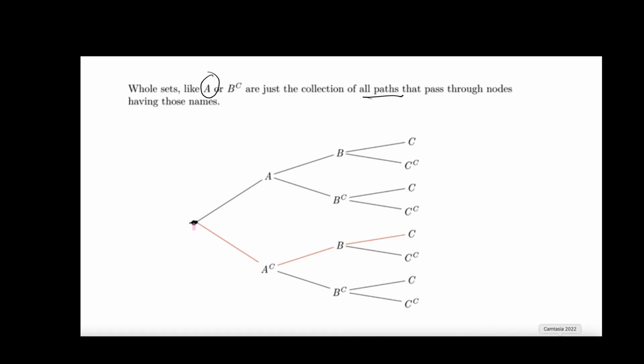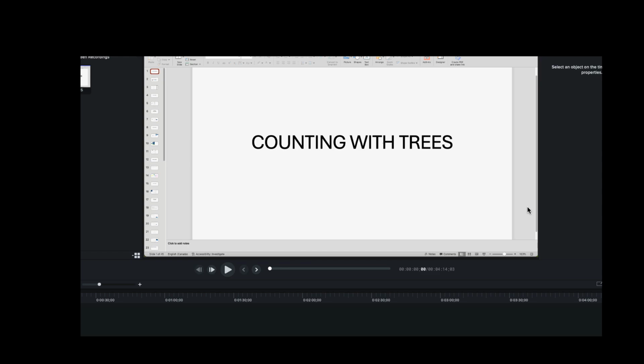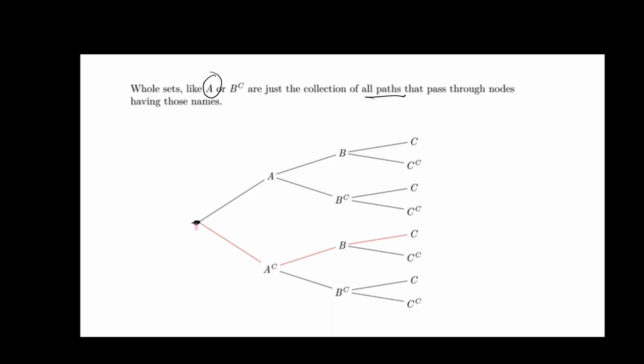All right. So this is just a recap and the proof. Now let's get going, and we're going to see some properties of these sets. For example, whole sets, this is one of the properties. The property is this: a whole set, it could be A, it could be B complement, whatever, is just the collection of all the paths that you pass through the nodes.